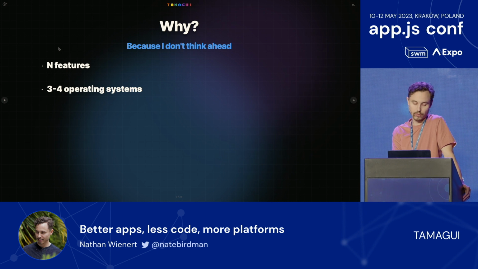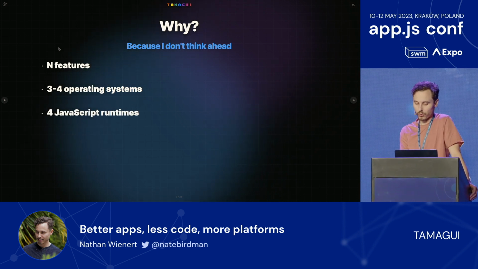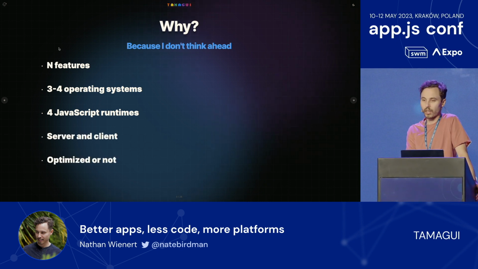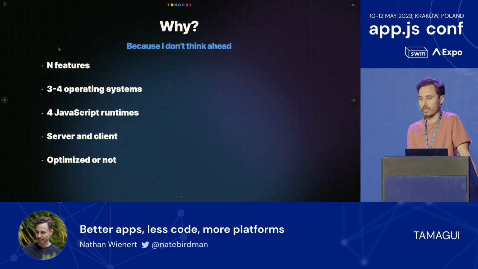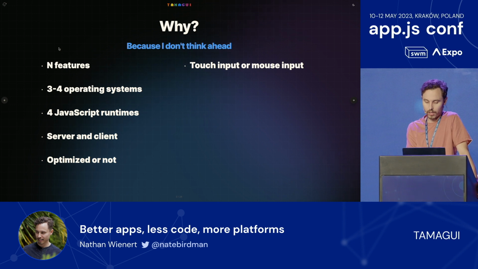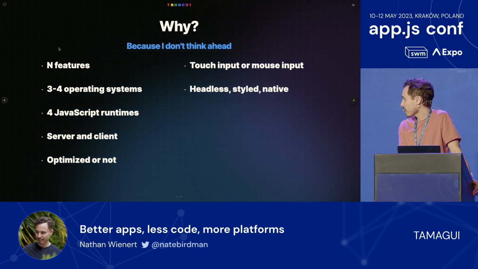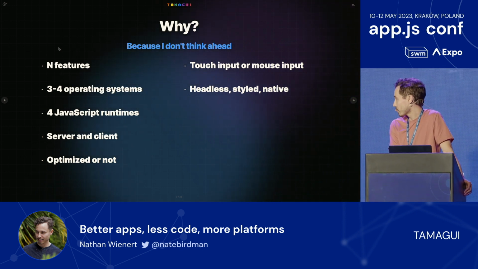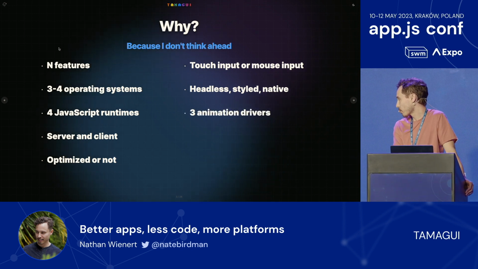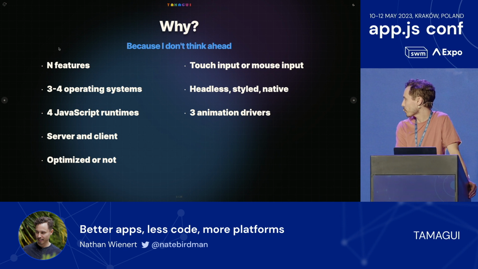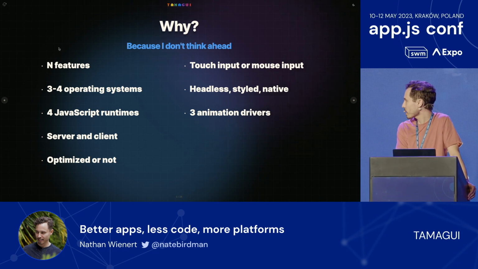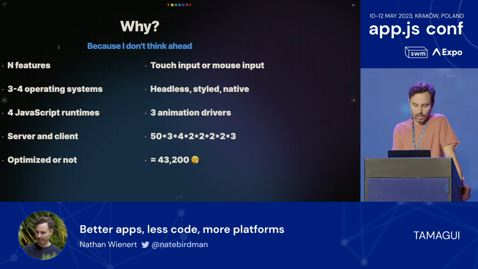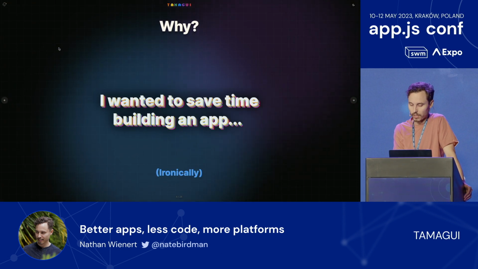this multiplicative problem where you're supporting multiple operating systems, 4 different JavaScript runtimes, server and client. With an optimizing compiler, you're also having to test everything when it's optimized versus not. 2 different input modalities, headless versions, styled versions, and also when it adapts to native versions of everything. Tamagui works with different animation drivers, which I'll talk about in a bit. So there's also testing across 3 different types of animations, and you end up with an insane amount of combinations. So.